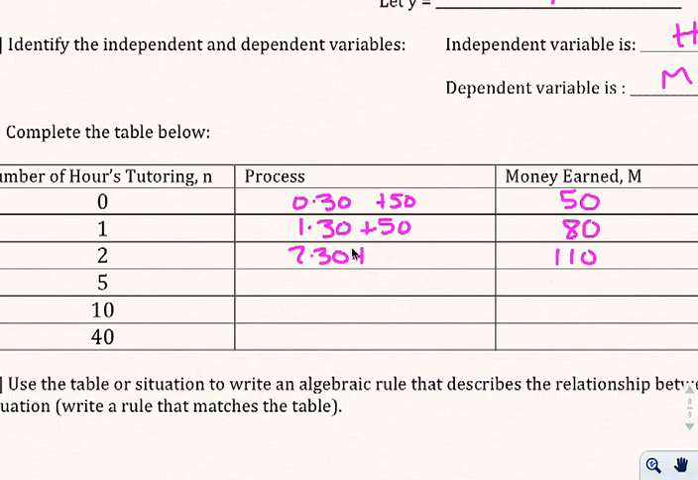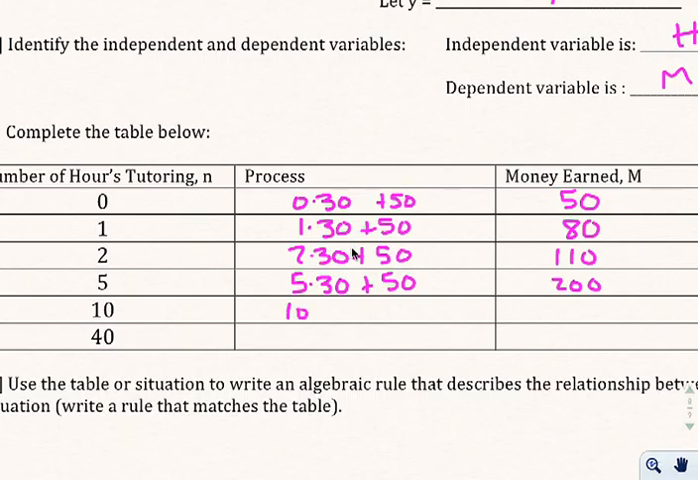So 2 hours at $30 an hour plus 50 is going to be 110. Now notice here the table jumps to 5, so we can't just necessarily be adding 30 each time, but we can use our process rule. If I'm tutoring for 5 hours and then charging $30 an hour, and then add 50 to that total, well, 30 times 5 is 150, plus 50 will give me 200.